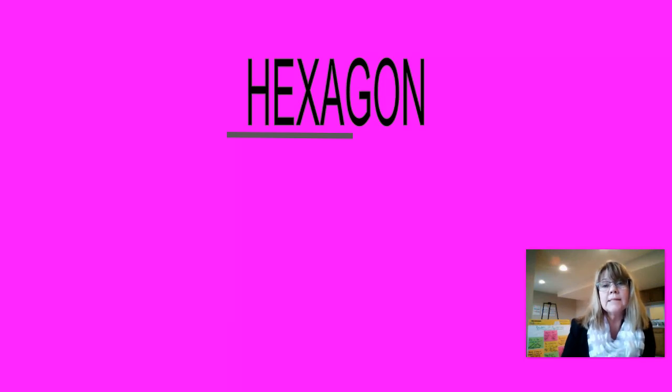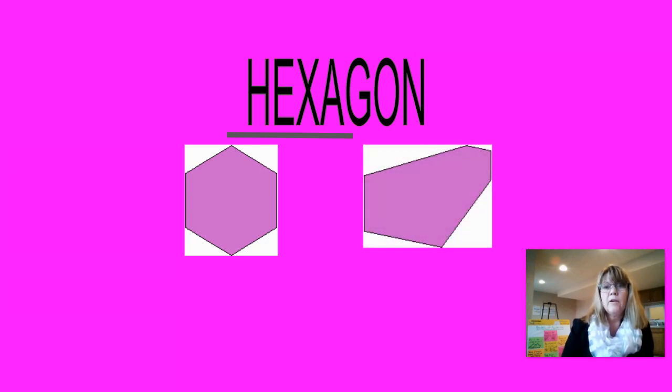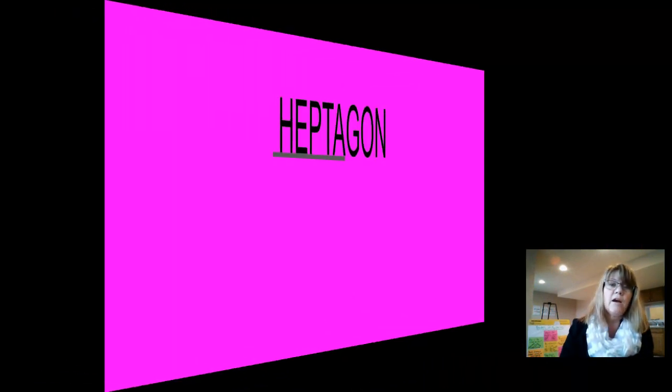All right, our next polygon is a hexagon. Hexagon is both Greek and Latin for 6. Hexa means 6. So this is a 6-sided figure, and this is a regular one because they're all about the same size. Here, this is still a hexagon, but it's an irregular one.